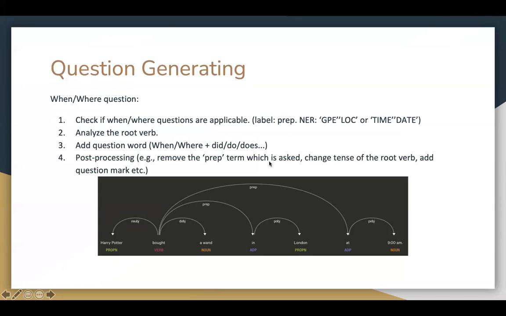The second kind of question we can generate is the when-where question. For this kind of question, the first step is to check whether a when-where question could be generated from this specific sentence. So basically, we check whether there's a prepositional term in the sentence. And if there is, we check the named entity recognition to see if it contains GPE, LOC, or time/date. The second and third steps are similar to before. And for the last step, we have to remove the prepositional term which is asked for.